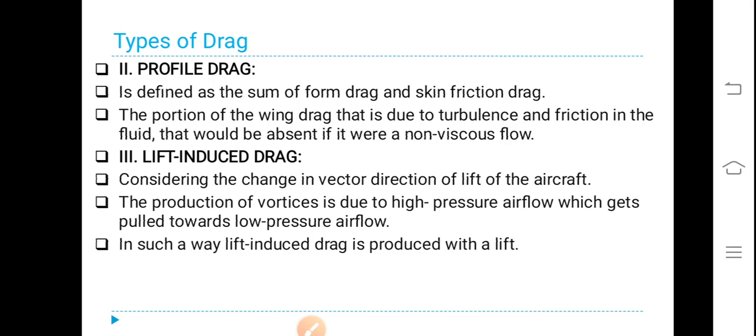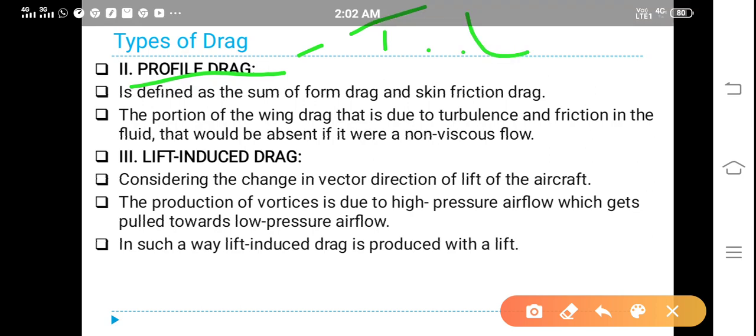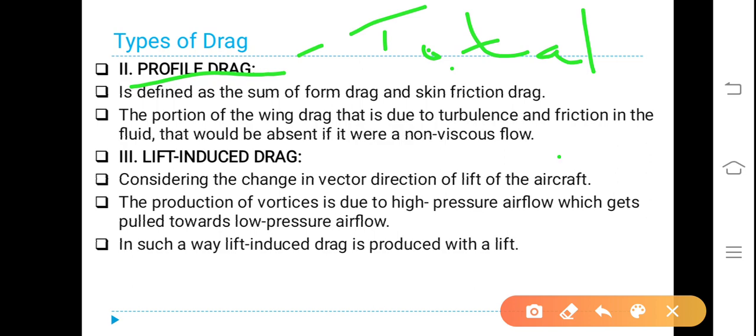Profile drag. This is another type of drag. It is defined as the sum of the form drag and skin friction drag. Profile drag is also many times called total drag.